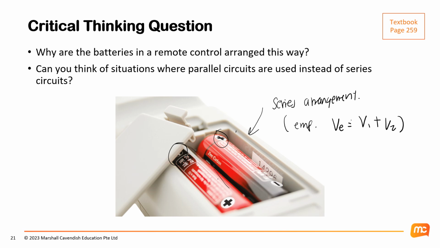So typically, let me see, voltage of an AA battery. It's usually between 1.2 to 1.5 volt. So in this case, this will give me a total of 3 volts of energy within this remote control. So that is the typical voltage of an AA battery.